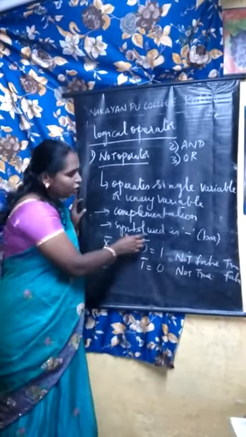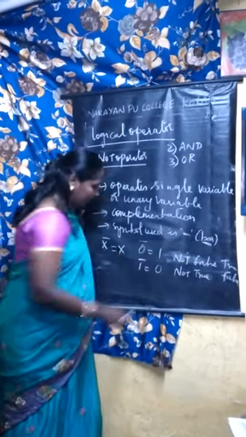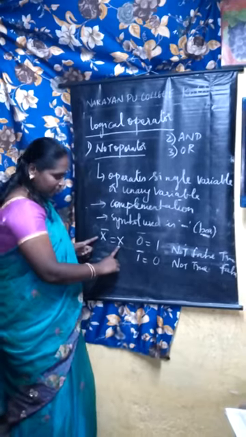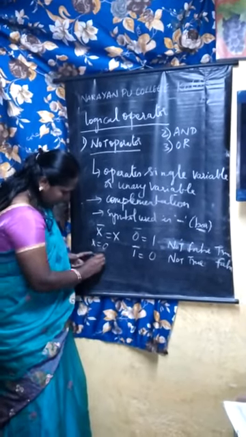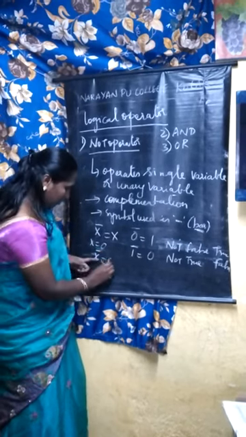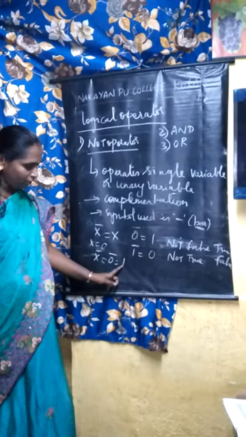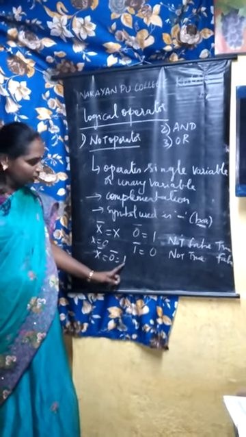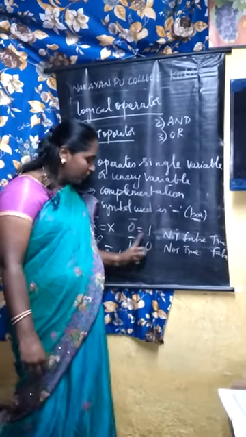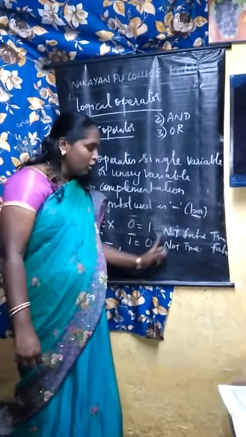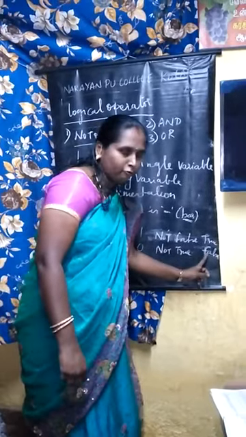The symbol used here is bar. X bar is the complement of x. Suppose the x value is 0. Then x bar, that is 0 bar, is 1. Whatever input is given, the output is the opposite of the input. So 0 bar becomes 1, and 1 bar becomes 0. Not of false becomes true, and not of true becomes false.